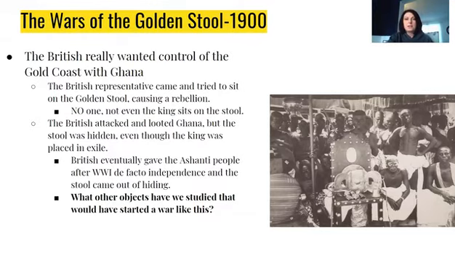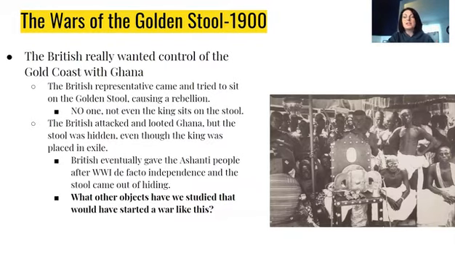So the British come in and start spoiling for a fight with the people of Ghana. And one of the ways to do that is by using the stool as an example, because they wanted to sit on the stool. They were insulted. They took it as a personal affront, which they knew was going to happen. And they attacked and looted Ghana. But fortunately, the people hid the stool. The Ashanti king was gone. But at the same time, they preserved the stool and hid it until after World War I, and they were given basically independence, and then finally the stool came out of hiding.